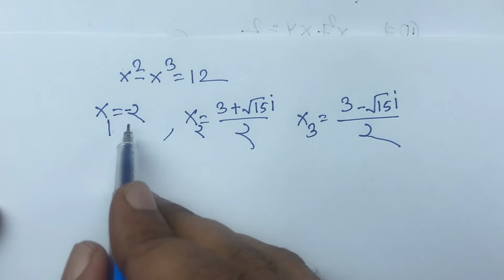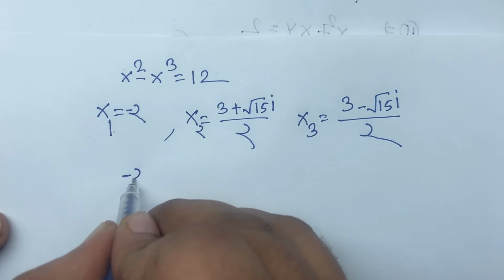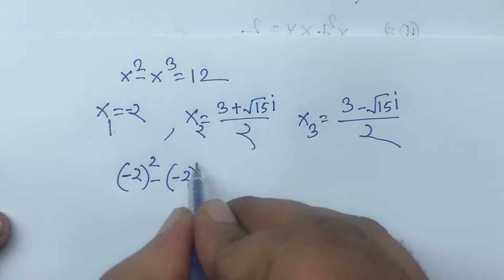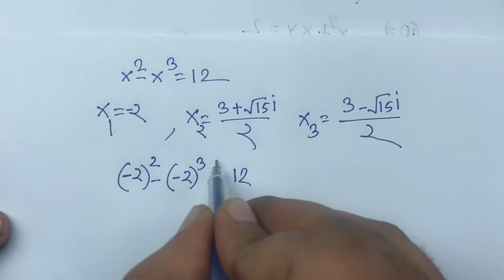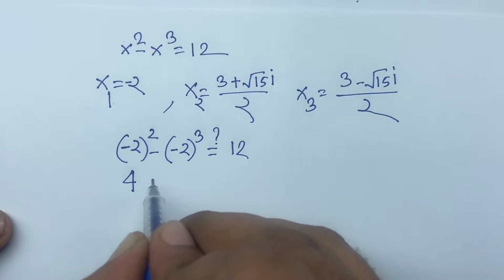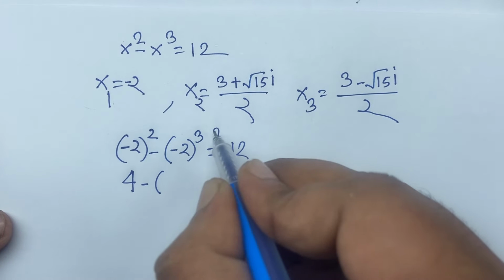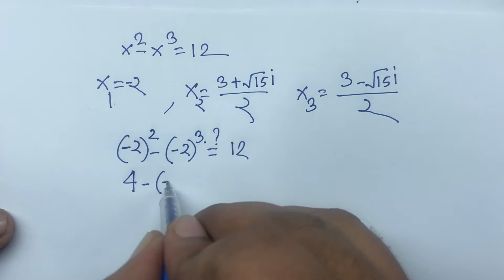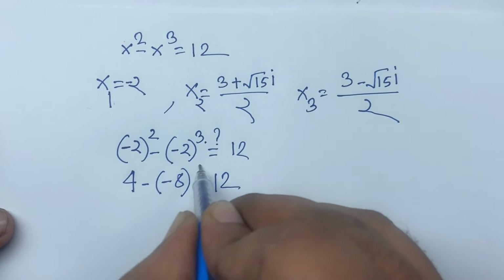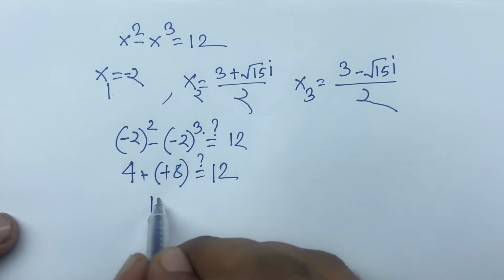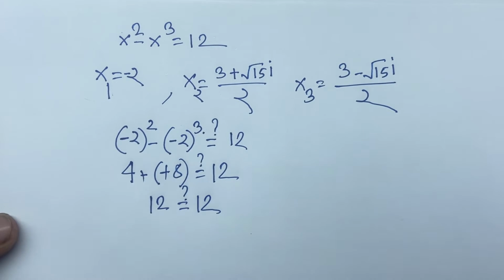So first of all, if I put minus 2 in this case, I can say minus 2 to the power 2 minus bracket, x is equal to minus 2 to the power 3 is equal to 12. So in this case I can see easily minus 2 to the power 2, it is an even power, so it will be 4, and minus 2 to the power 3, the exponent is an odd number, so it will be minus 8. So minus minus will be plus, so 4 plus 8 will be 12, so I can say 12 is equal to 12. So x is equal to minus 2 is our right answer.